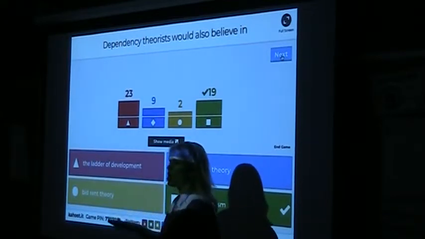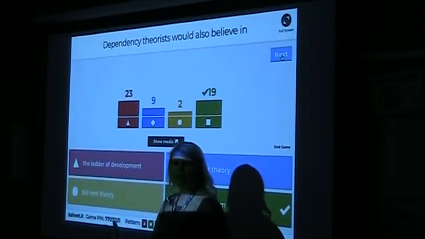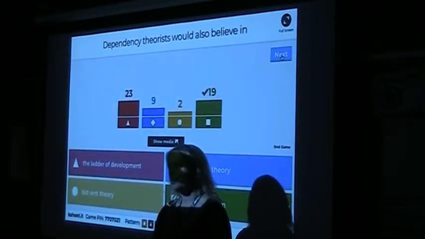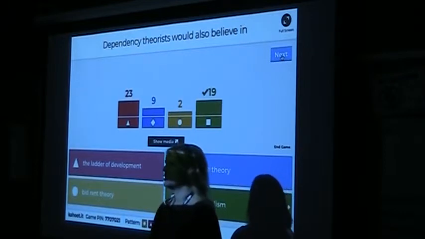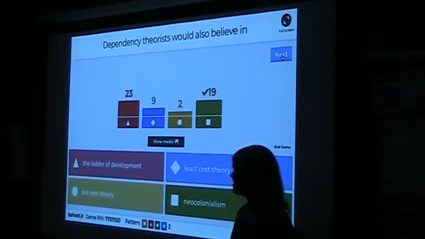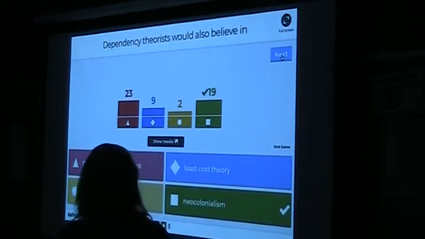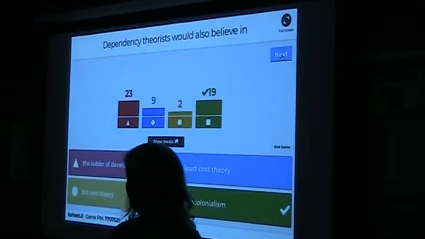Dependency theorists say no way. The structure of the world's economy is meant to keep the wealthy countries in the core and the poor countries of the periphery poor because we need their cheap labor and raw materials. Okay? In that sense, it's about neocolonialism. Sure, we don't control colonies anymore, but we still control the world's economy.